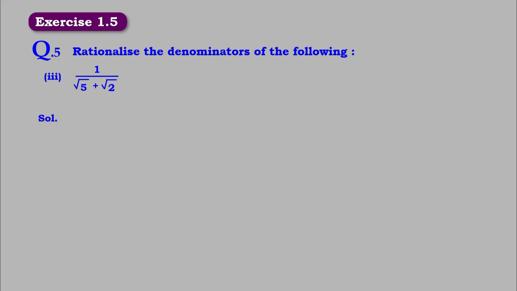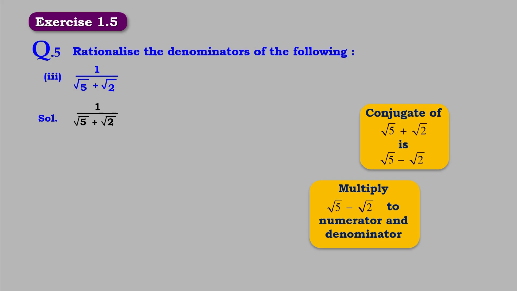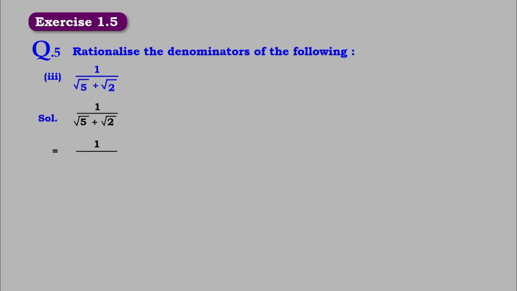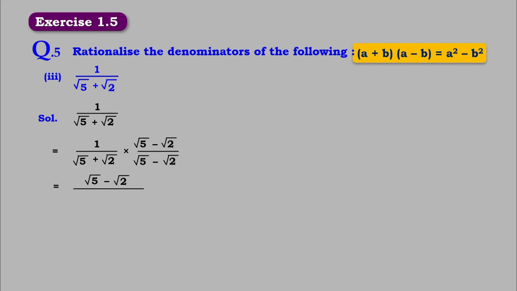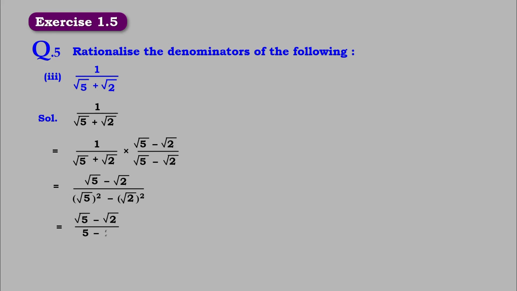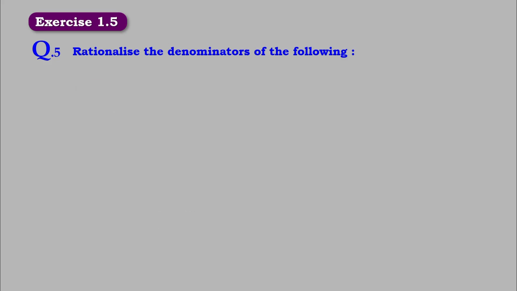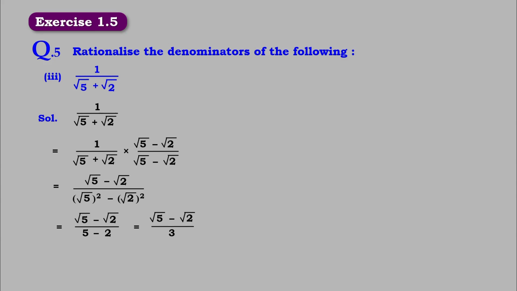Now next question, 1 by root 5 plus root 2. Same way, the conjugate of root 5 plus root 2 is root 5 minus root 2. We have to multiply this with both denominator and numerator. Now apply the identity in the denominator. So we got root 5 minus root 2 by 3. So in this way we have rationalized the denominator.